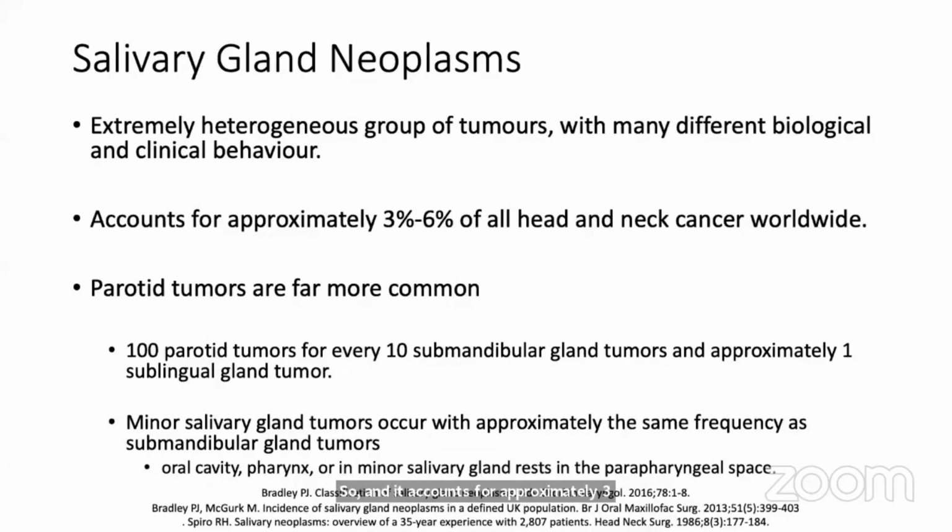As was already mentioned, we have major and minor salivary glands. We're going to restrict ourselves to the major glands, and of the major glands, parotid gland malignancy is the most common. So most of the guidelines and whatever we talk about is in terms of parotid tumors, and submandibular is much less common, and sublingual is even less common.